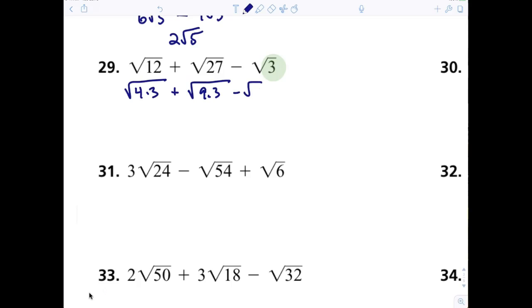Okay. Now we've got to break things down. What's the square root of 4? 2. So 2 radical 3, and then 3 radical 3, and just 1 radical 3. So now what's my final answer? It would be 4 radical 3. Simple as that.